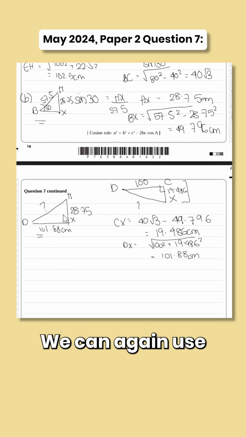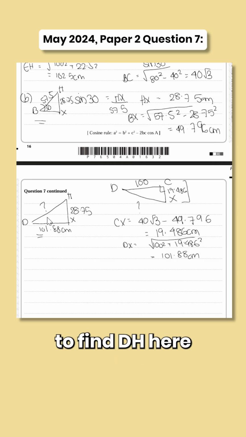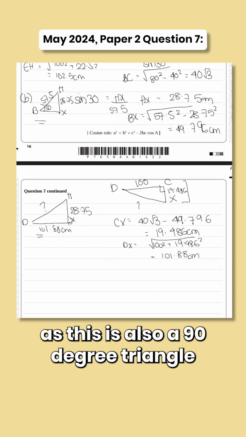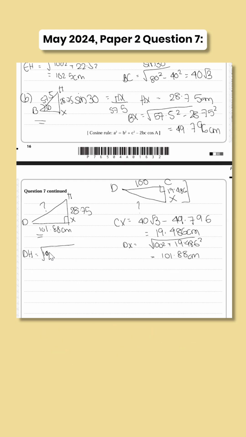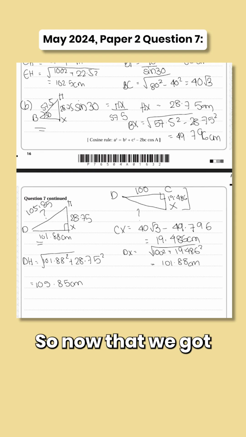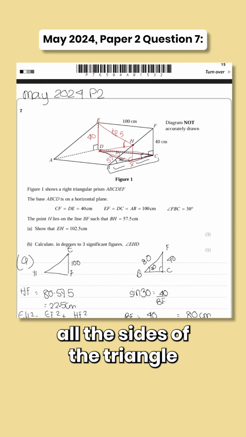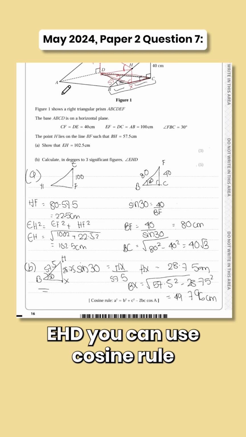We can again use Pythagoras theorem to find DH here, as this is also a 90-degree triangle. So this is 105.5 centimeters. So now that we got all the sides of the triangle EHD, we can use the cosine rule.